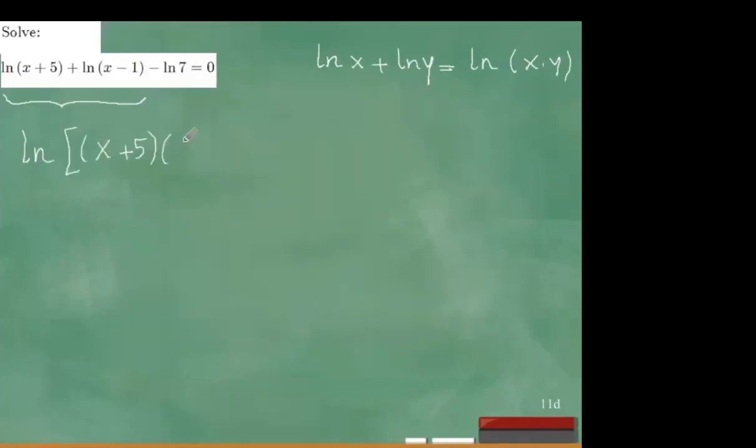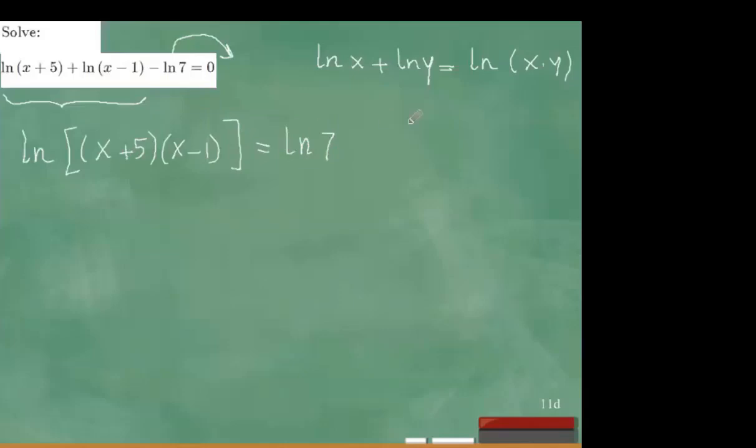Here we're going to solve for x. Looks like I can combine the first two terms here. If I have natural log of x plus natural log of y, I can combine it into natural log of x times y. So here I can write this as natural log of x plus 5 times x minus 1. I can move this natural log of 7 to the right by adding that to both sides of the equation, so the whole thing would be equal to natural log of 7.